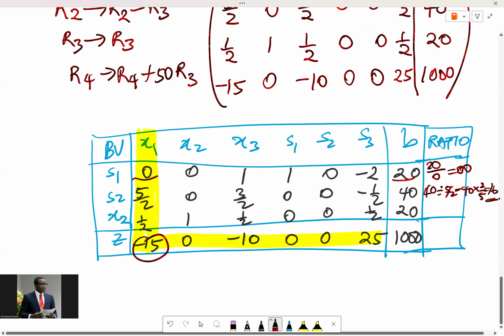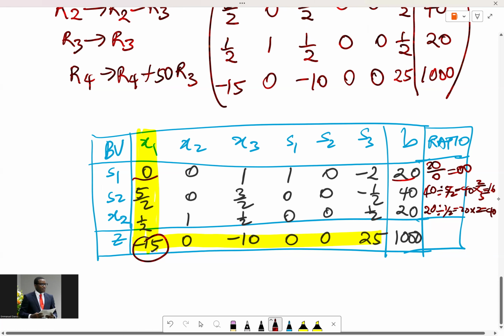Is this 16? I doubt it. Is it really 16? No. 40 divided by 5 over 2. Okay, I think I got that wrong. 5 should come up. 40 divided by 5 over 2 is 40 times 2 over 5. Okay, that's 16 actually. That's correct. Then we have 20 divided by half, which is 20 times 2, and that is 40.